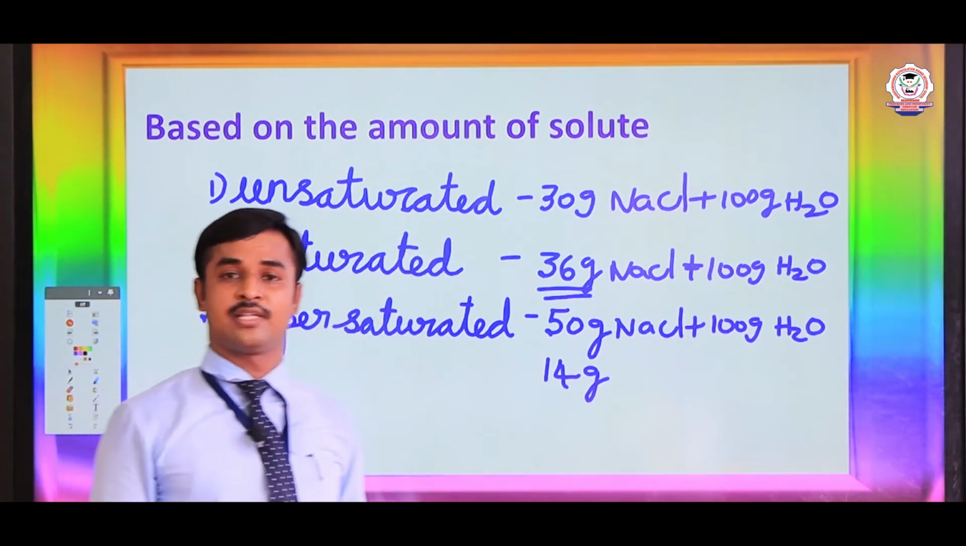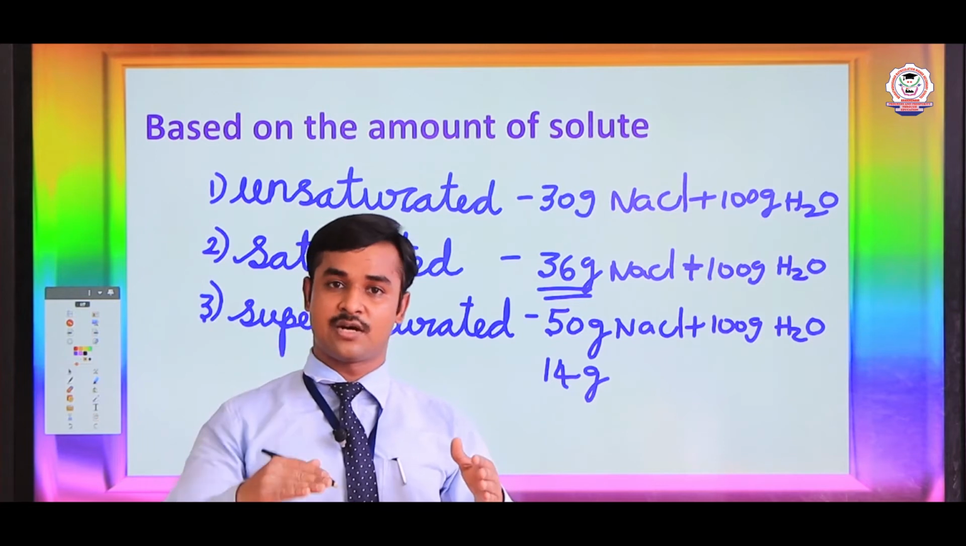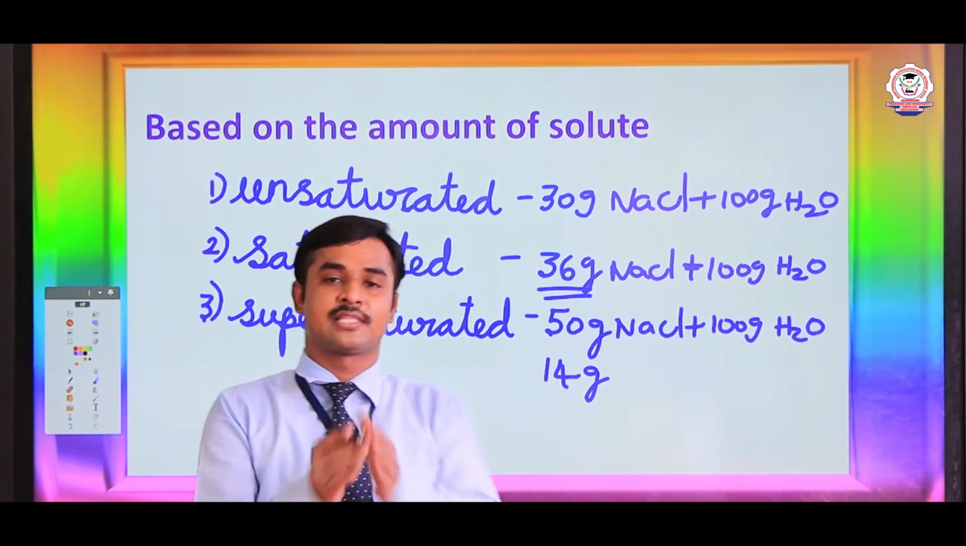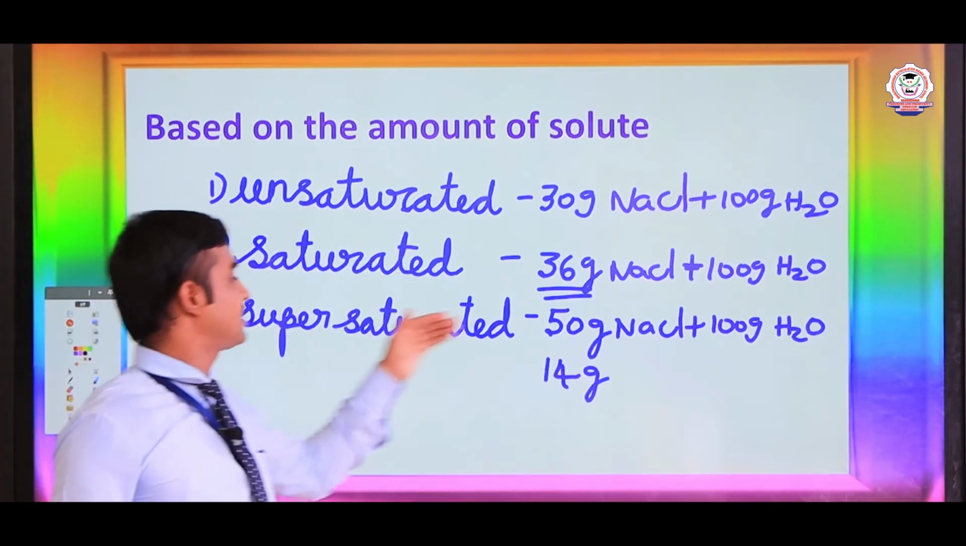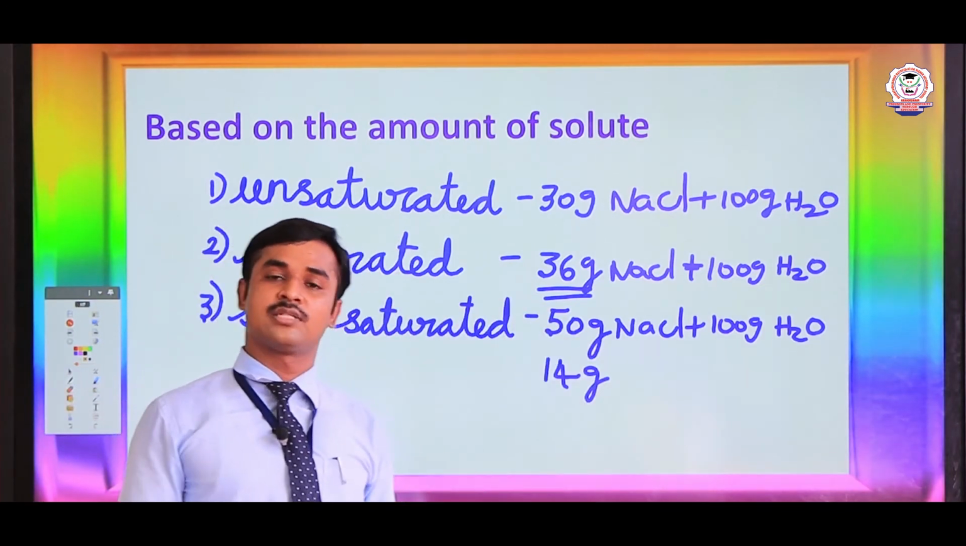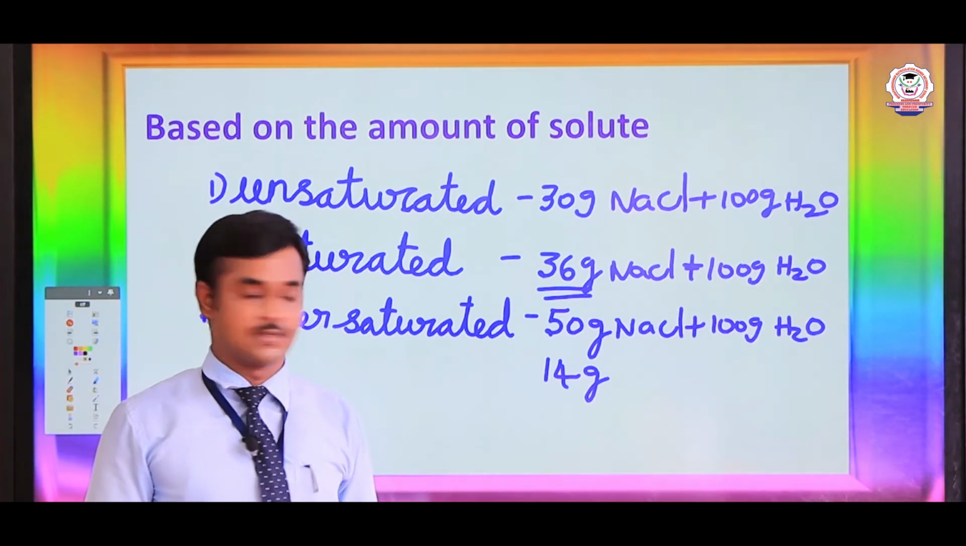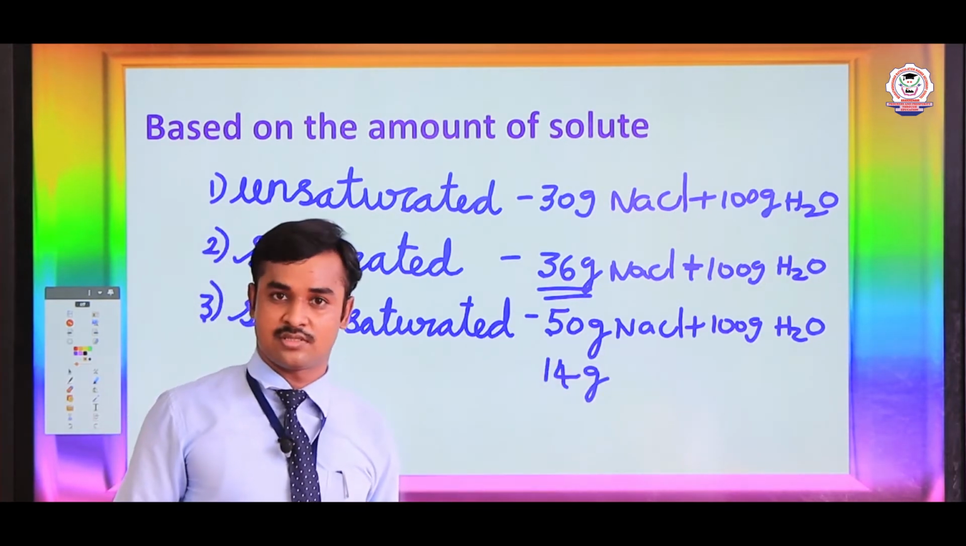So, what happened for them? They will completely settle down in the bottom. So, it can be obtained as a precipitate. These types of solutions are called supersaturated solutions, because the solution gets more saturation. So, it gets supersaturated solutions.